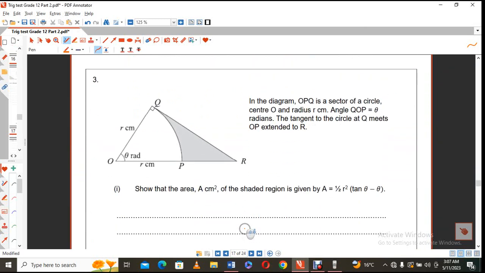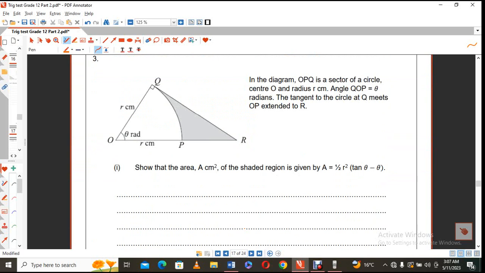The next question, obviously you have a diagram, and in this diagram you are told that OPQ is a sector of a circle with center O. Then the radius R as indicated. Angle QOP is equal to theta radians. The tangent to the circle at Q meets OP extended to R, obviously forming that 90-degree triangle.